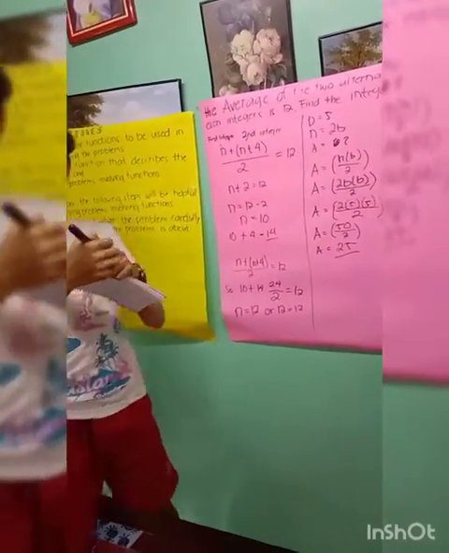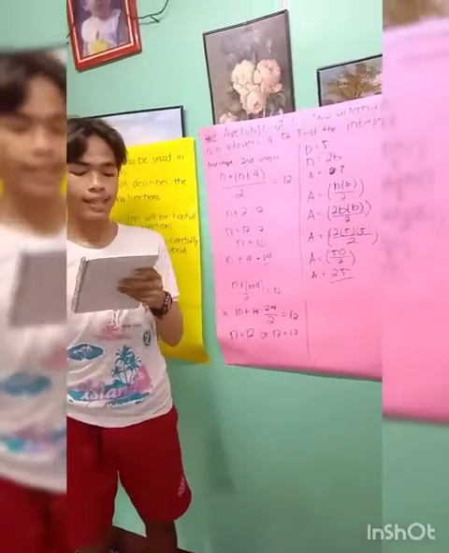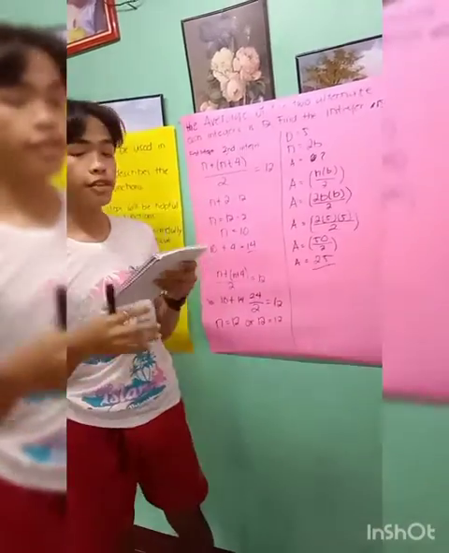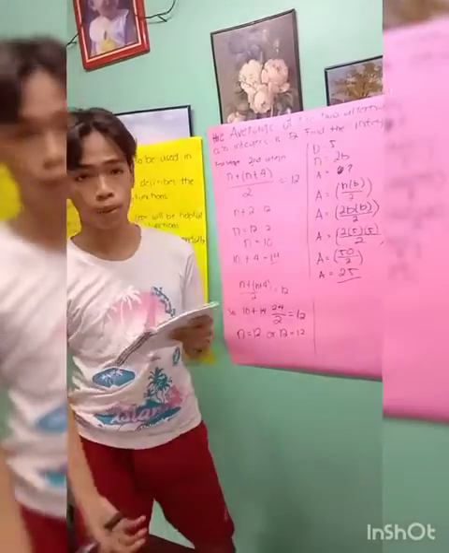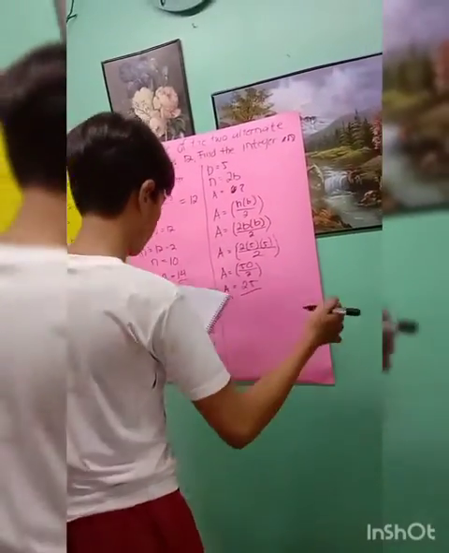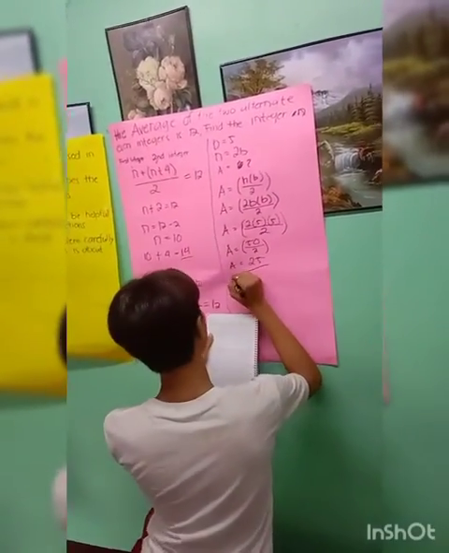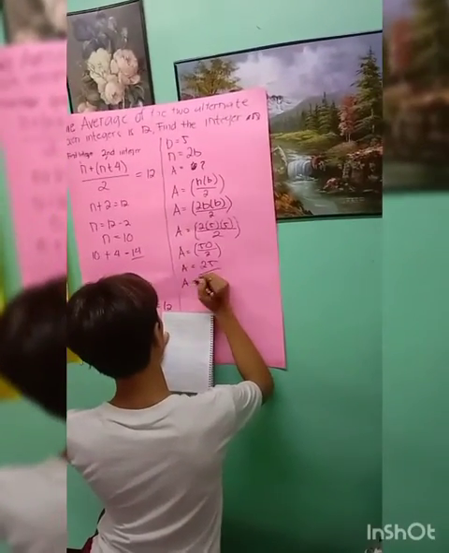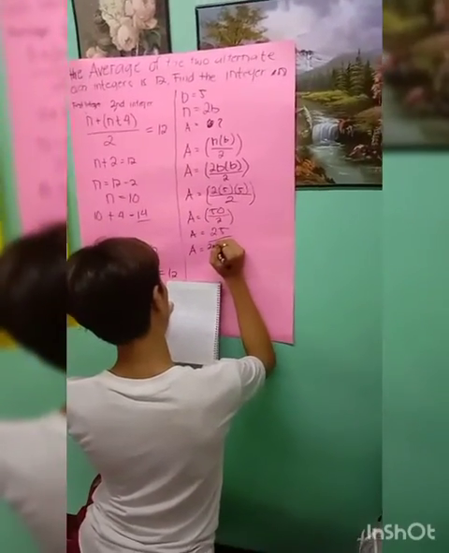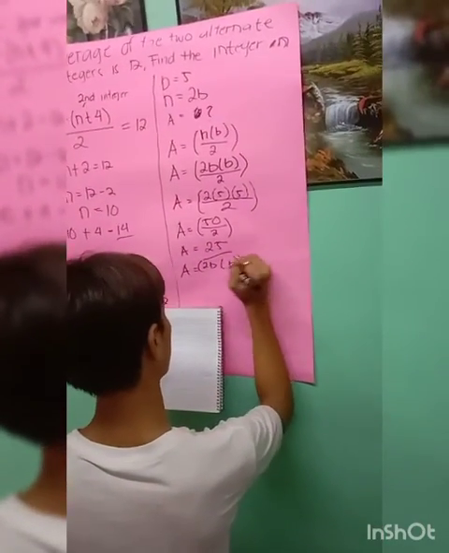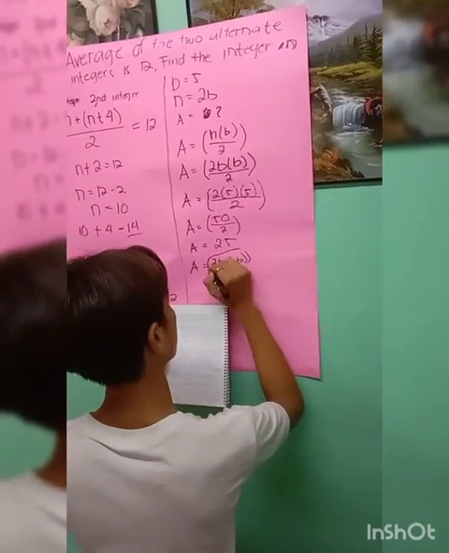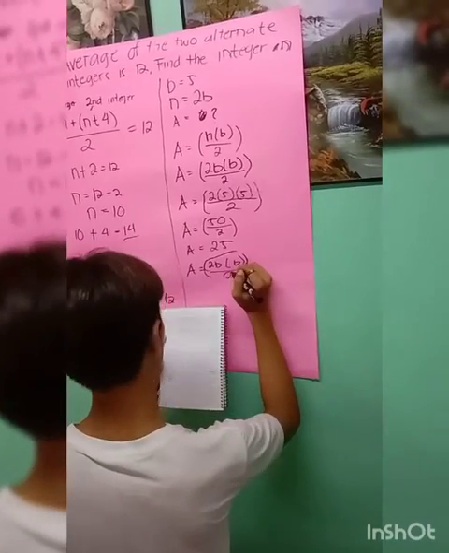The last example is, let's examine if our answer is correct by checking it. So, by using again the original formula, A is equal to 2b times b divided by 2.